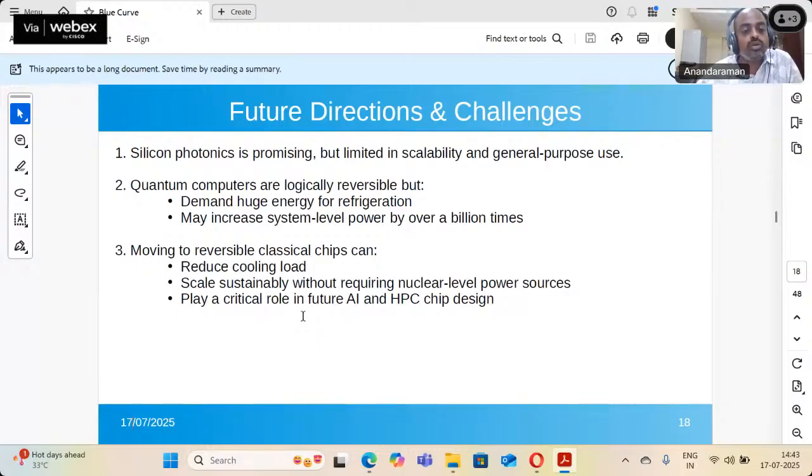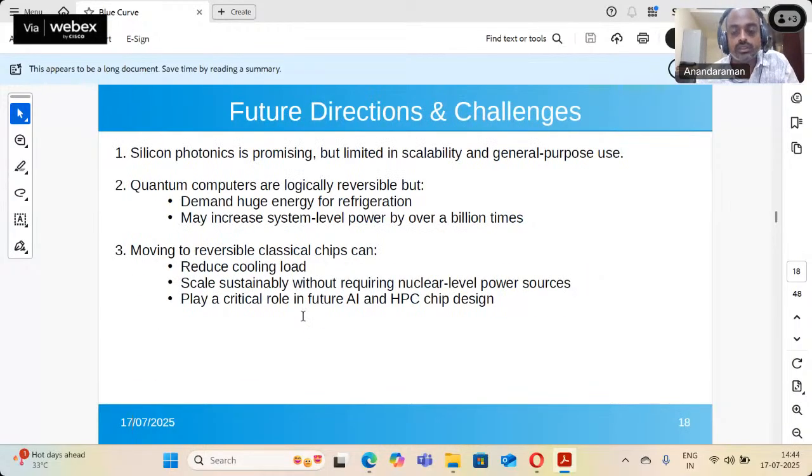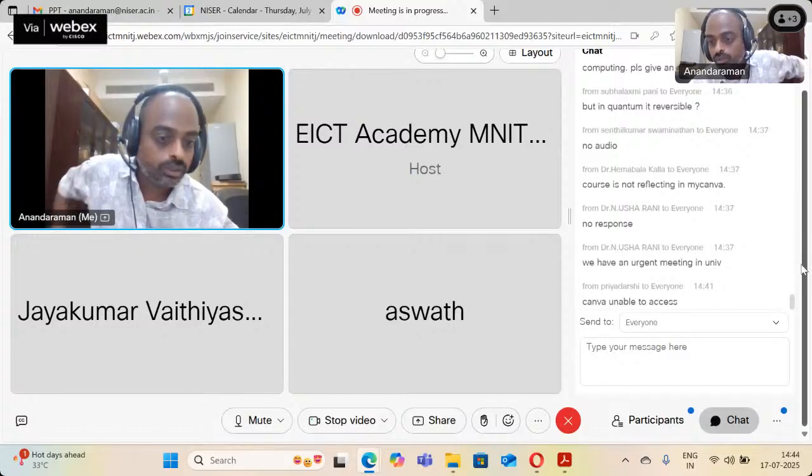It can reduce cooling load and scale sustainably without higher energy, and play a crucial role in future AI and HPC chips. Okay, any doubt? I'll just go through it.